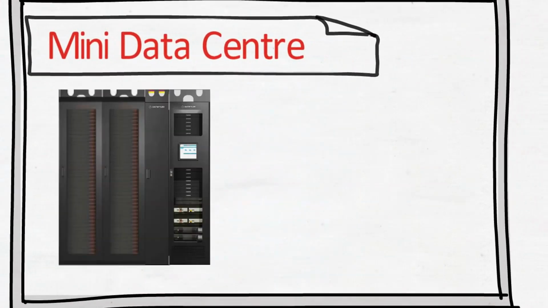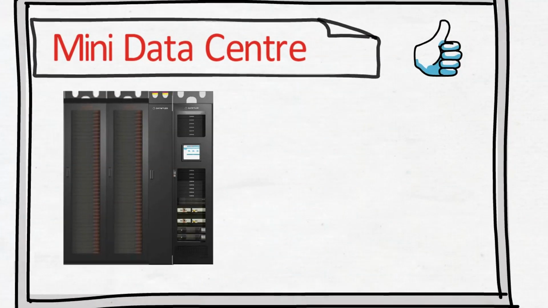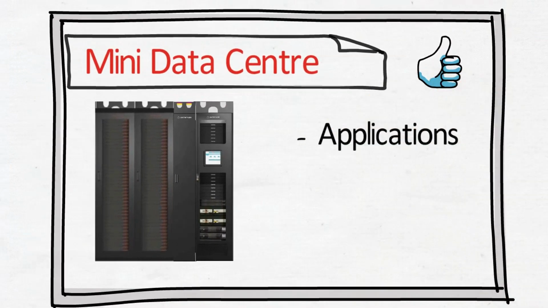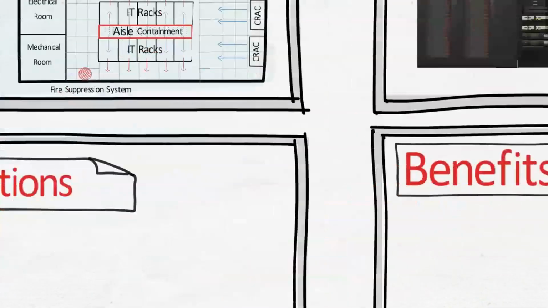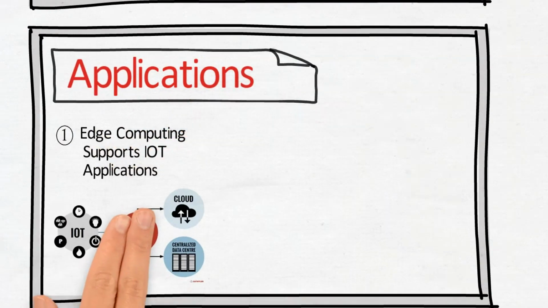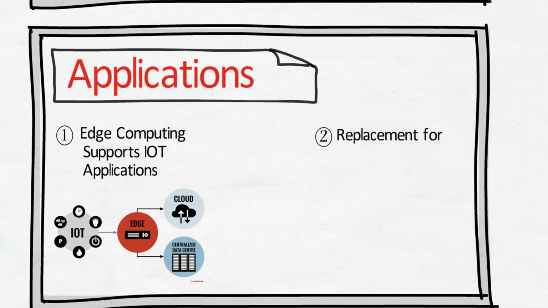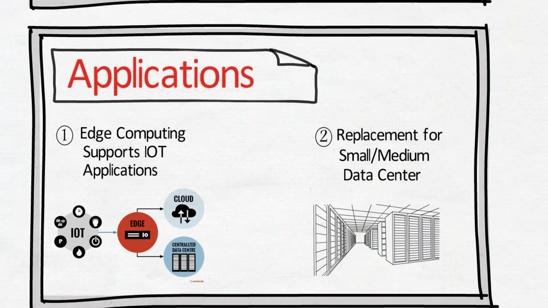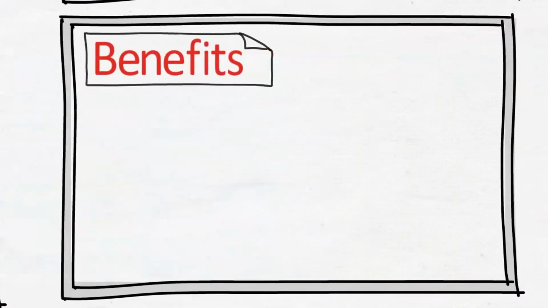Now, the new innovation is the mini data center, which contains both hot and cold aisle containment and dramatically improves the data center efficiency. Let's take a quick look at its applications and benefits. The mini data center can be used in edge computing supporting IoT applications, and it can be used as a small or medium data center. Moving forward, let's take a look at the key benefits of our mini data center.